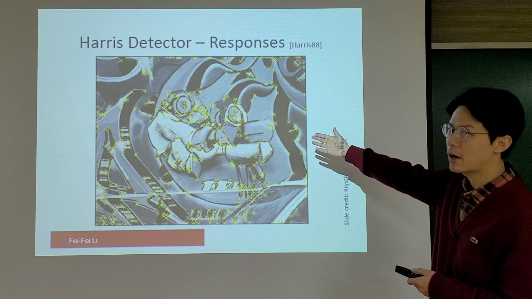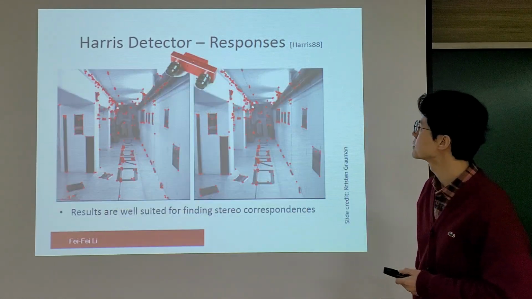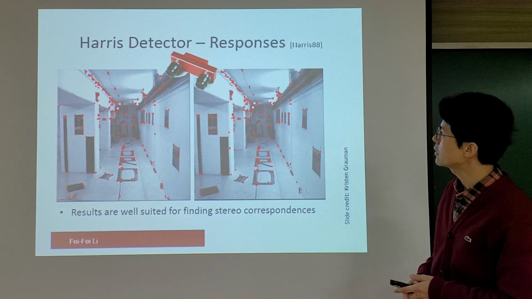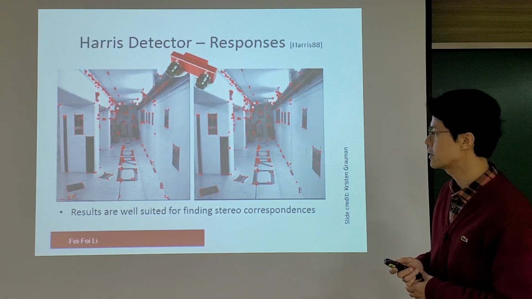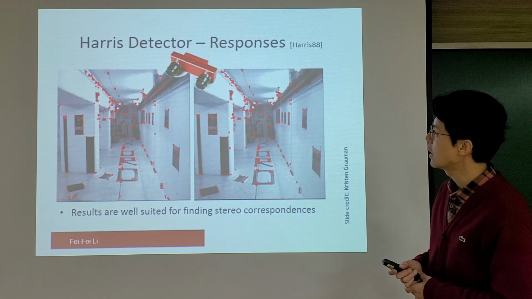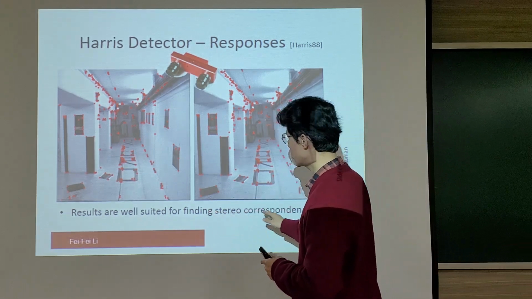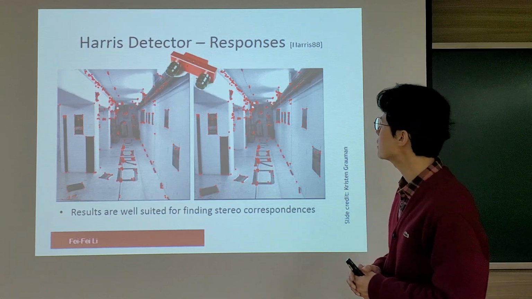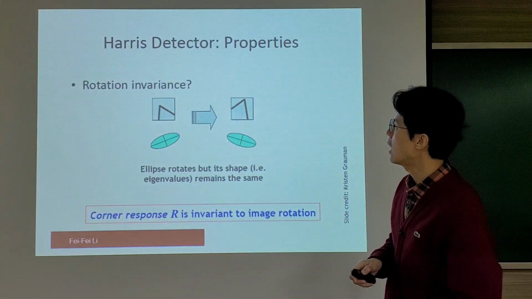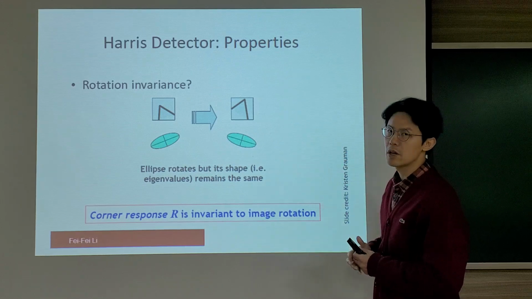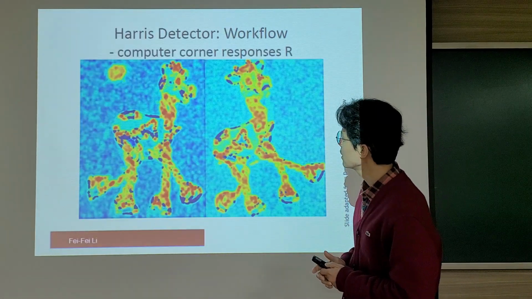Even if we apply the Harris corner detector in this case, we got this kind of result. Also, we apply this corner detector to stereo images, and based on that we can find the stereo correspondence and then align them together. How about rotation invariance? I didn't really talk about the details here.